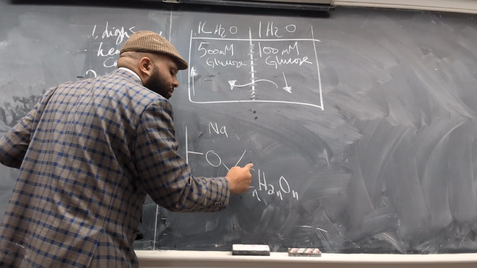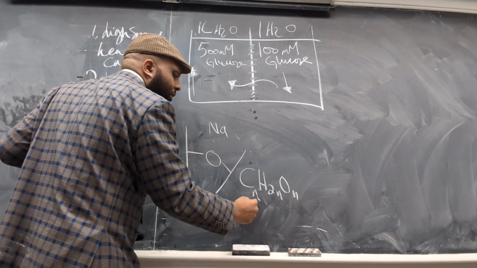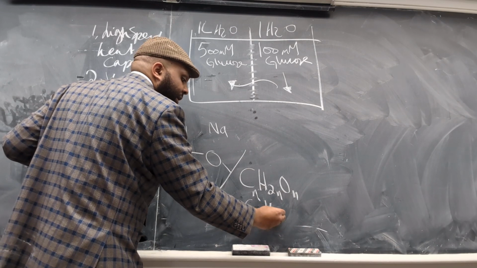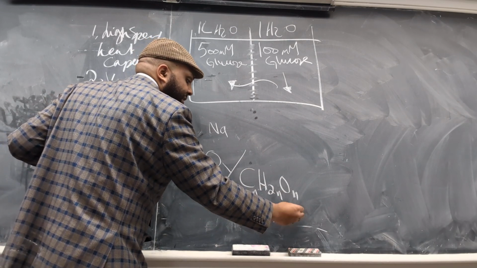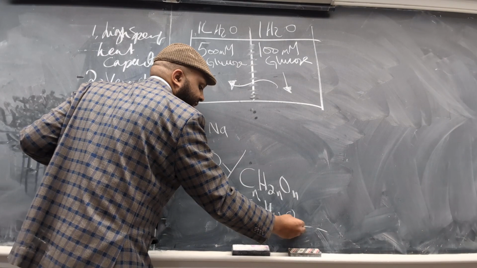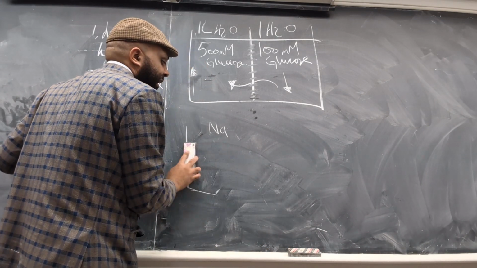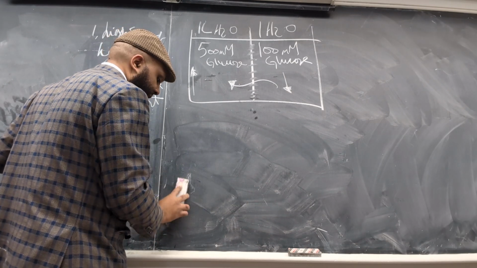H2NONCN. That's all the carbohydrates look like that. But for glucose, N is a 6. So it's C6. 6 times 2N, that's 12. And 6 times N, that's a 6. C6H12O6. Okay.